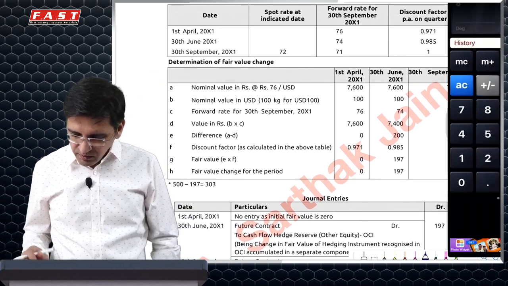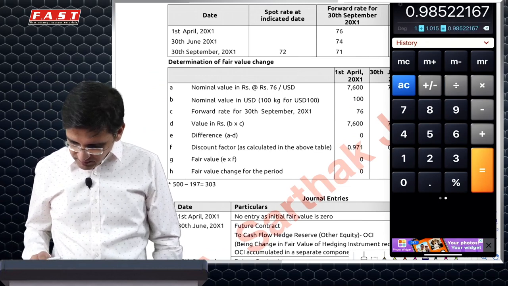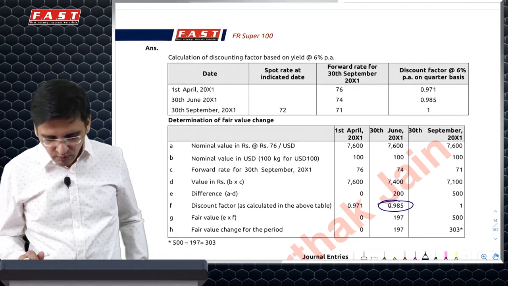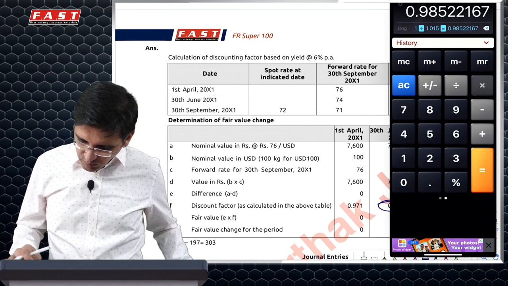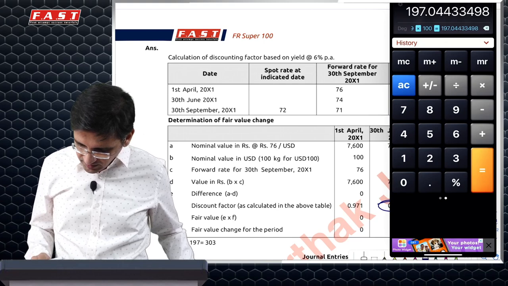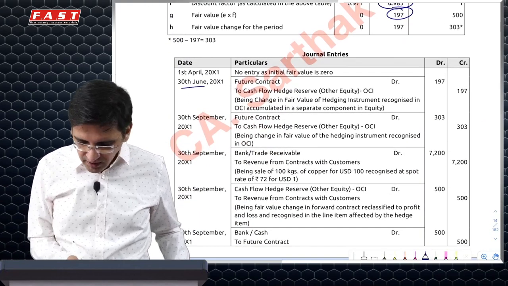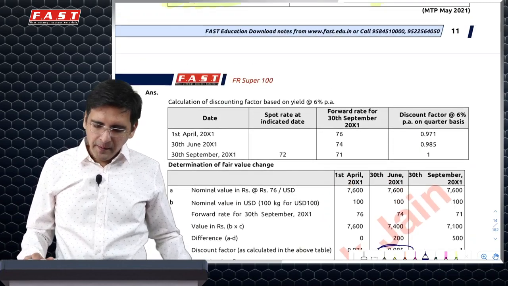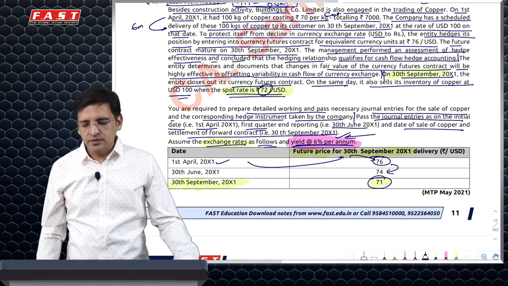They have taken a discounting factor here, which is 1 divided by 1.015, which comes to 0.985. And 0.985 into what is the difference, so into 2, which is what we calculated, into the 100 contract. So 197 is your gain. On 30th of June, they have recognized a gain of 197, which is transferred to OCI. Then on the spot date, 71 is the closure rate.